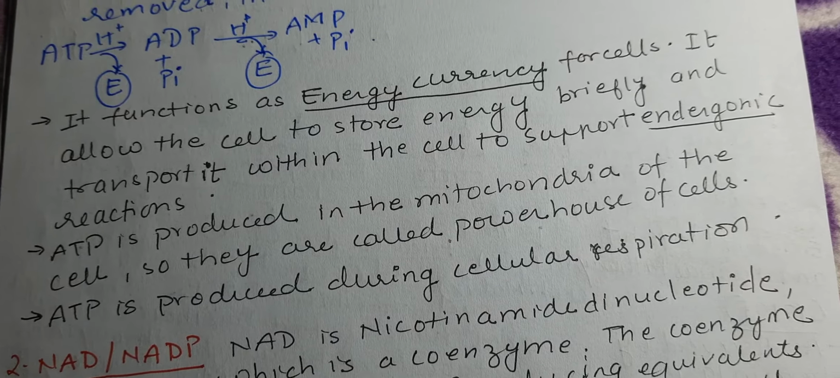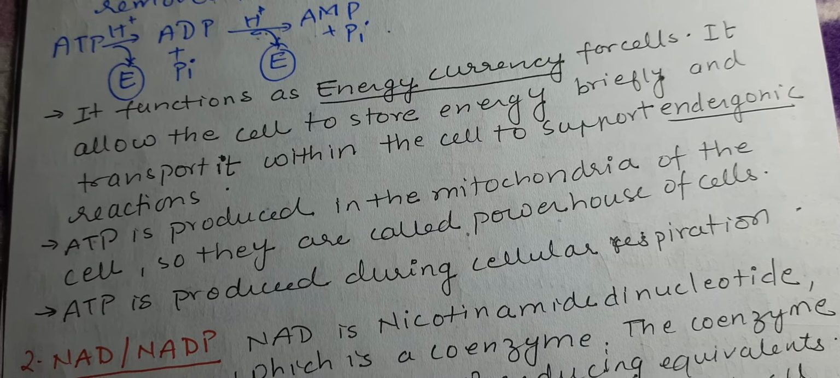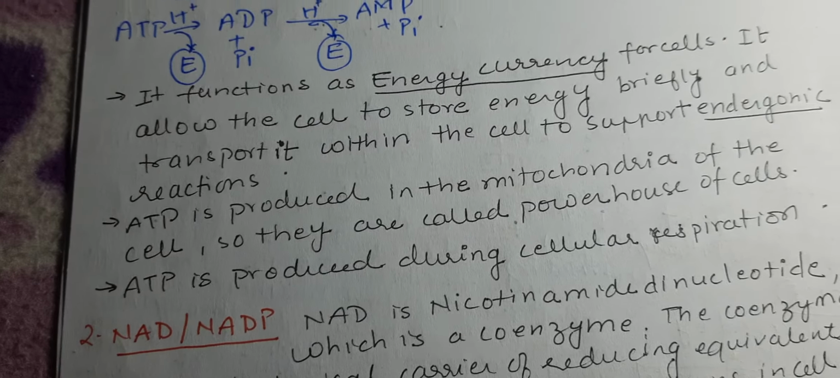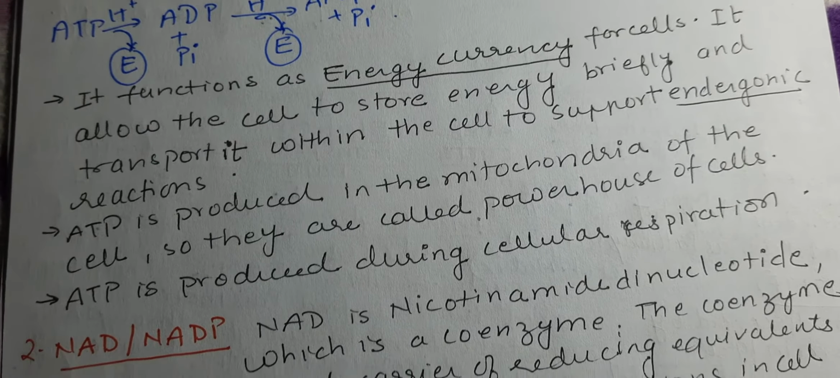ATP is produced in the mitochondria of the cell, so they are called the powerhouse of the cell. ATP is produced during cellular respiration. So ATP is also produced by the cell and is also utilized by the cell.